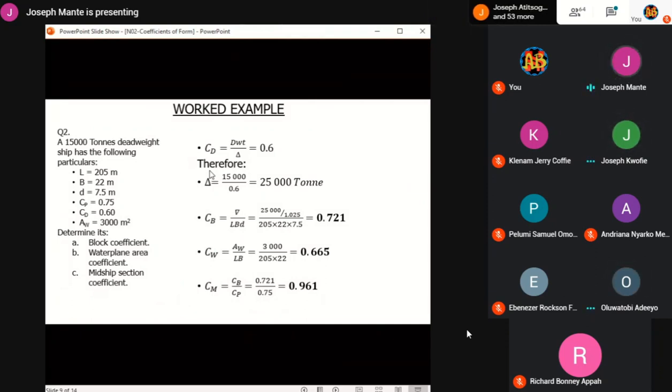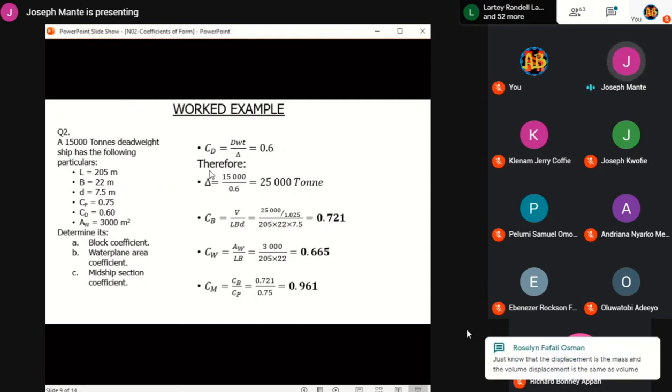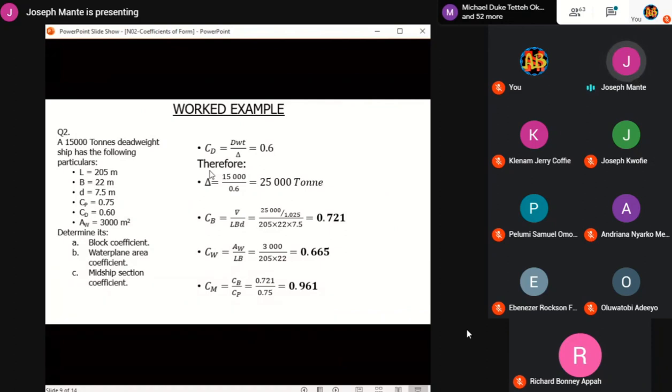Question two. I'm saying that you have dead weight coefficient. You have all these parameters, and you have to find for block coefficient, water plane area, midsection coefficient, and all that. How then do you find for your displacement? Because you need volume displacement to find for CD. If you need volume displacement, you need length, breadth, and depth. You have length, breadth, and depth, but you don't have volume displacement. So you have to search for where you can get volume displacement. And before you can get it, you know that density is equal to displacement over volume of displacement. Is that not it? So you are one way ahead.